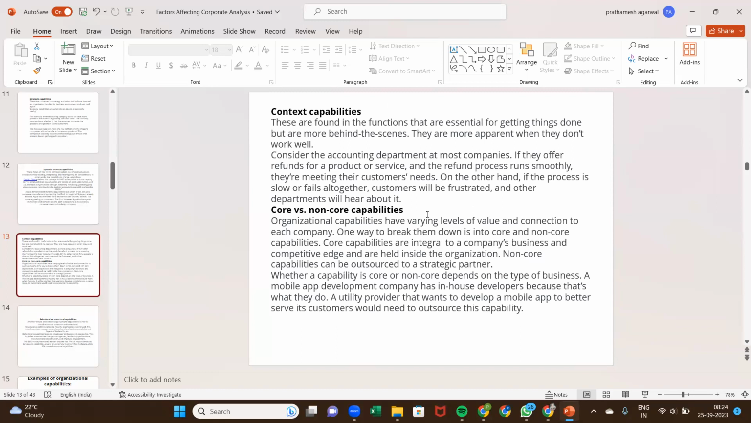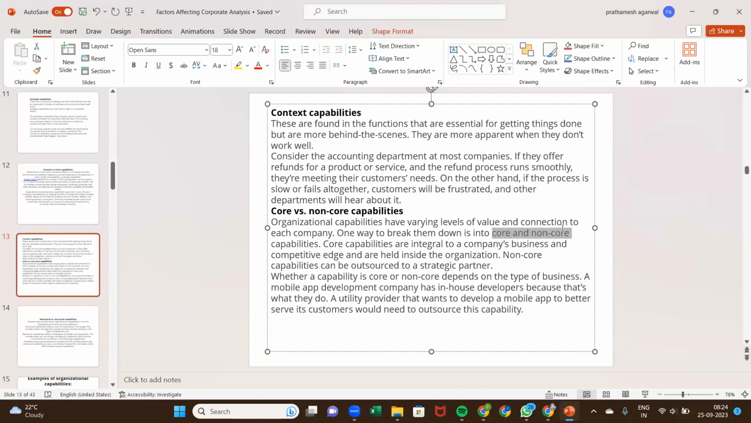Then, core versus non-core capabilities. The organizational capabilities have varying levels of value and connection to each company. Now, what is happening? We are breaking down these capabilities into two. One is the core and the other is non-core.